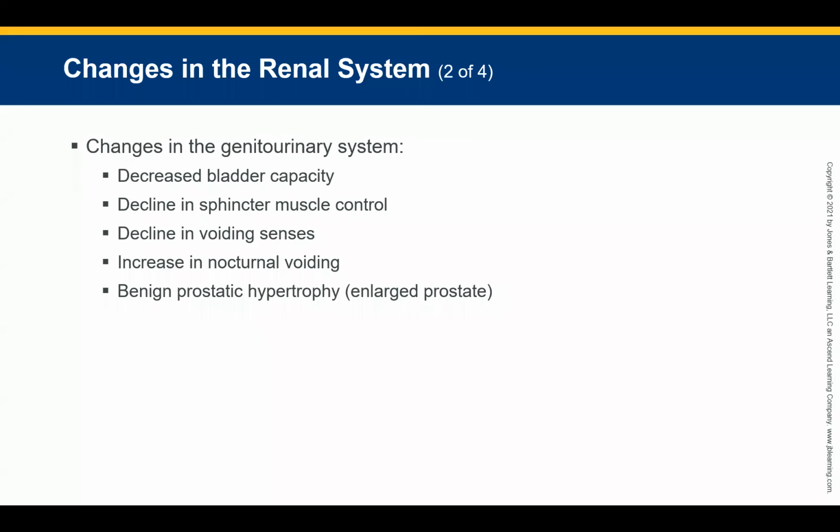You have a decline in the sphincter muscles, so they're going to have more accidental incontinence or release of flatulence, decreased voiding sensation, increased nocturnal voiding, and benign prostatic hypertrophy, which is an enlarged prostate. There is also a loss of functioning nephron units, leading to a smaller effective filtering surface. What that means is the renal blood flow is decreasing by 50%. So now you're going to start to have more UTIs, more renal issues, and incontinence issues.